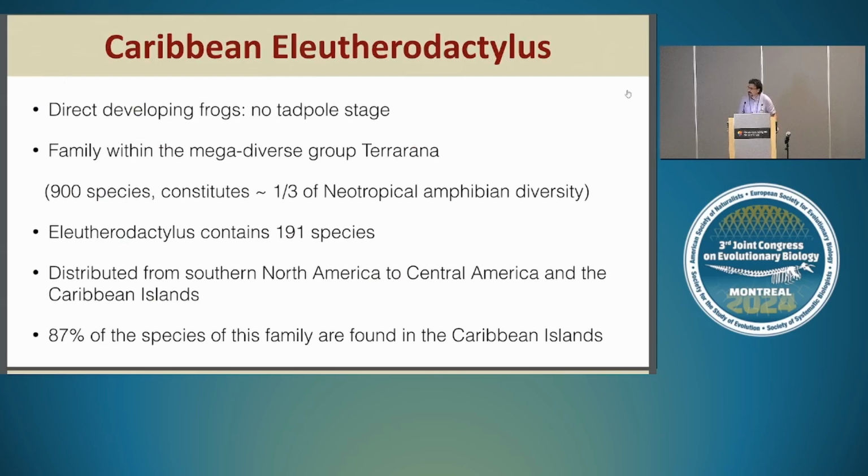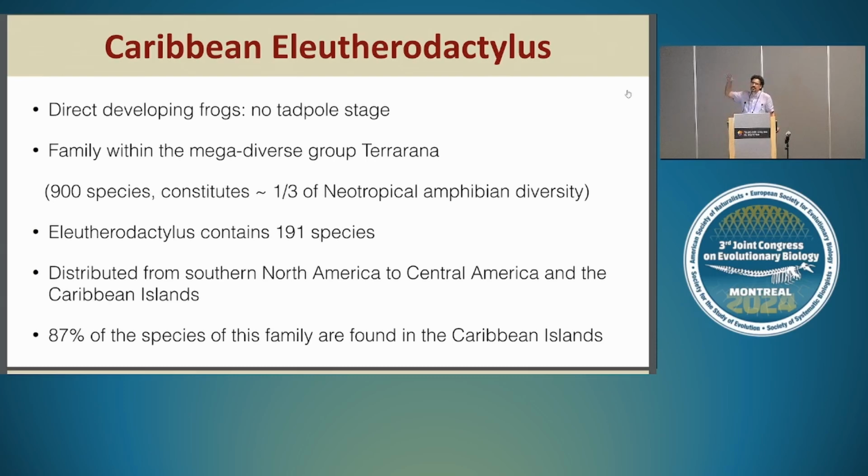And one case that we've been studying in my group is the Caribbean Eleutherodactylus, these rain frogs that are called as well. They're really cool little tiny frogs. Most of them are really, really small. They're direct developing, so there's no tadpole stage. And that really helps because they're less dependent on water for their reproduction, right? They're part of the mega diverse group Terrarana, which are also all direct developing frogs.